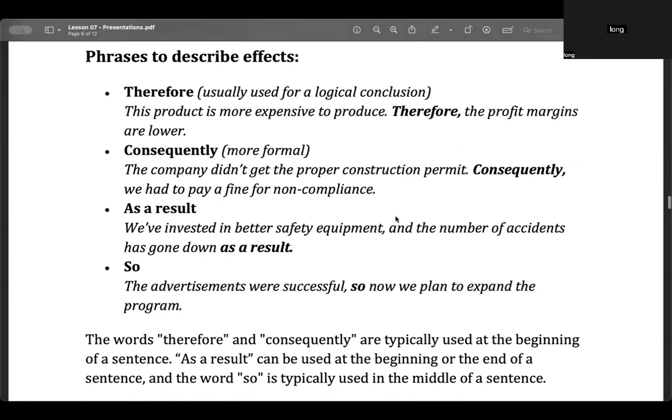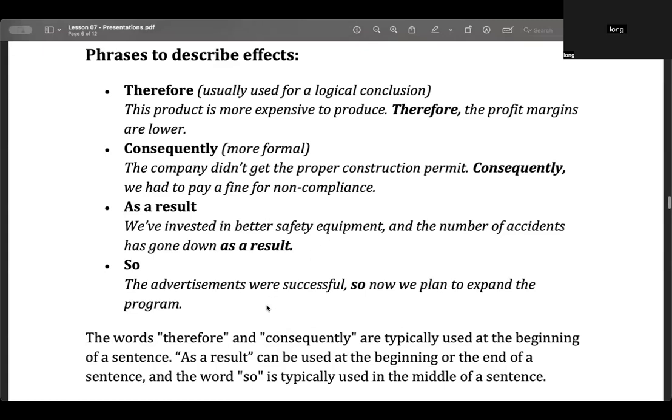The product is more expensive to produce. Therefore, the profit margins are lower. Consequently, more formal. The company didn't get the proper construction permit. Consequently, we had to pay a fine for non-compliance. As a result, we've invested in better safety equipment and the number of accidents has gone down as a result. So the advertisements were successful. So now we plan to expand the program.